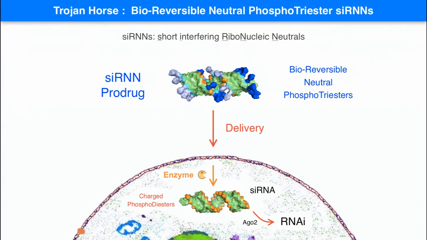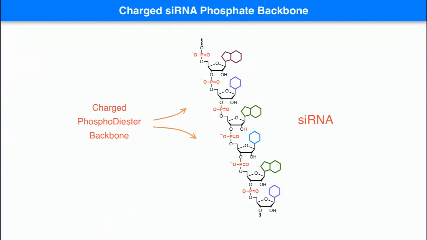So once we could deliver this across the lipid bilayer, which of course is the problem to solve, we would have cytoplasmic enzymes that are only inside of cells that would clip off these blue and silver groups and convert it into a charged siRNA that was then loaded into the RNAi machinery, and we would target the specific genes of interest. So I pitched that. Oh, so here's the structure of an RNA. Don't be too afraid of it.